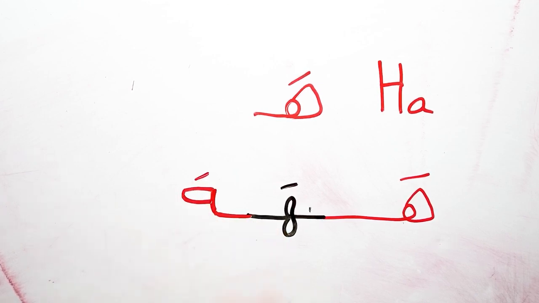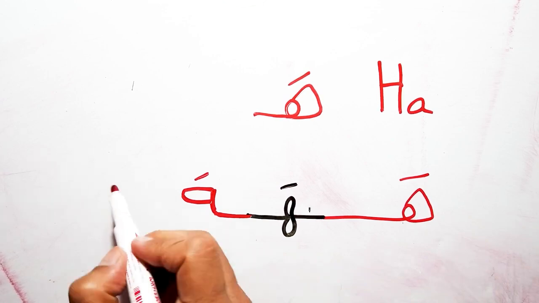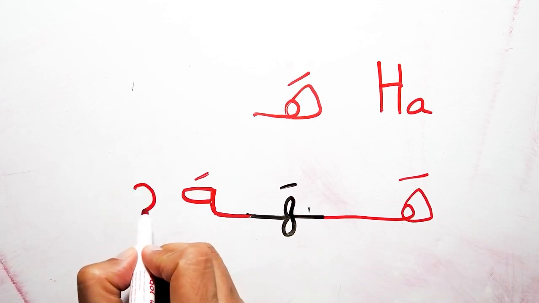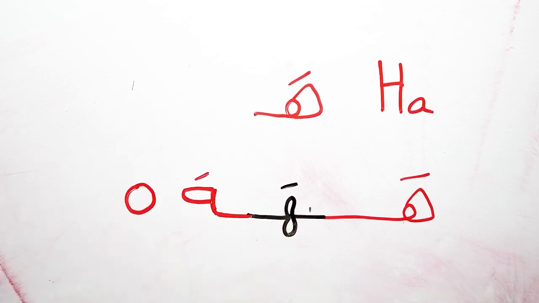Ha, ha, ha. I'm not laughing, okay? And the ha in the end of the word, it can be like this. Just a circle. Ha, ha, ha.